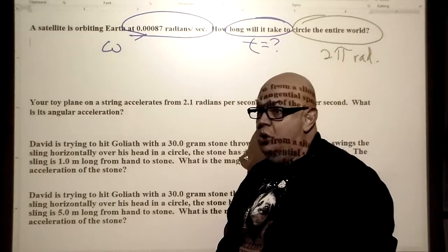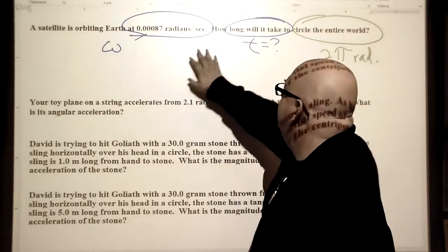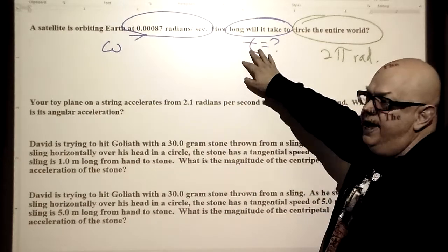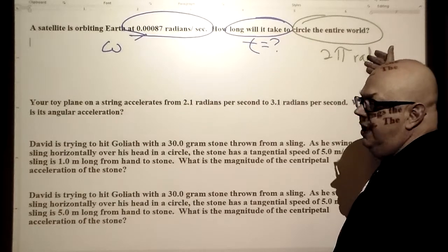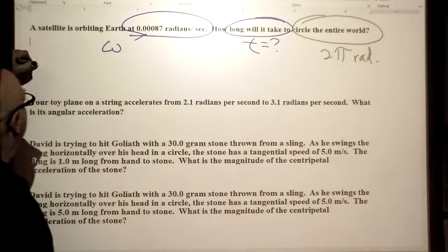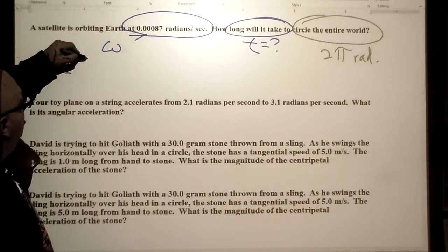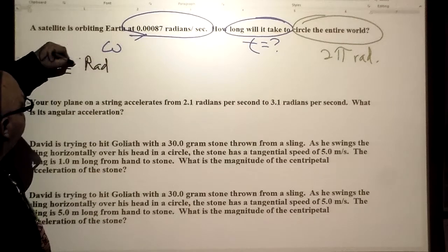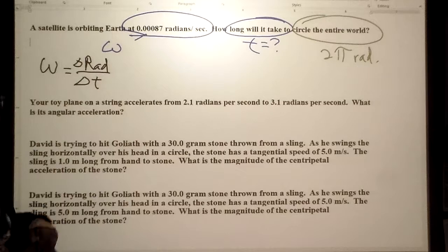We looked at linear motion, where we talked about velocity being equal to distance over time. So if you look at it, we can use the formula that our angular velocity is equal to the change in radians over the change in time. Now we're trying to find time.